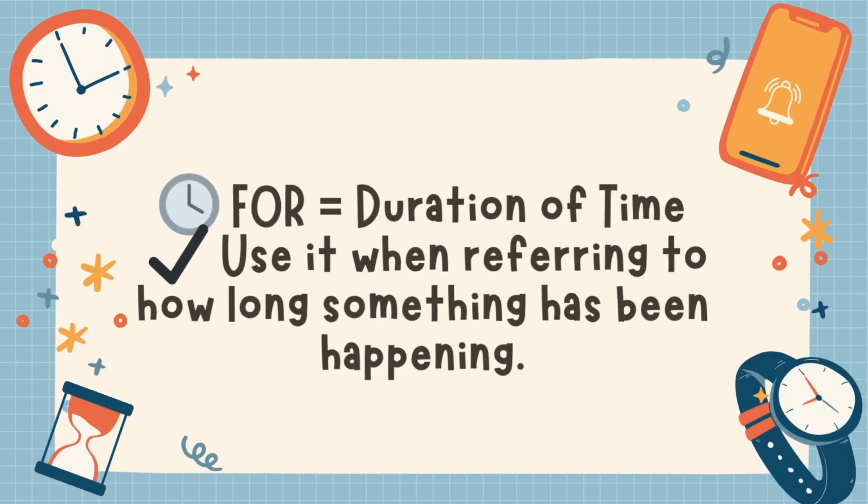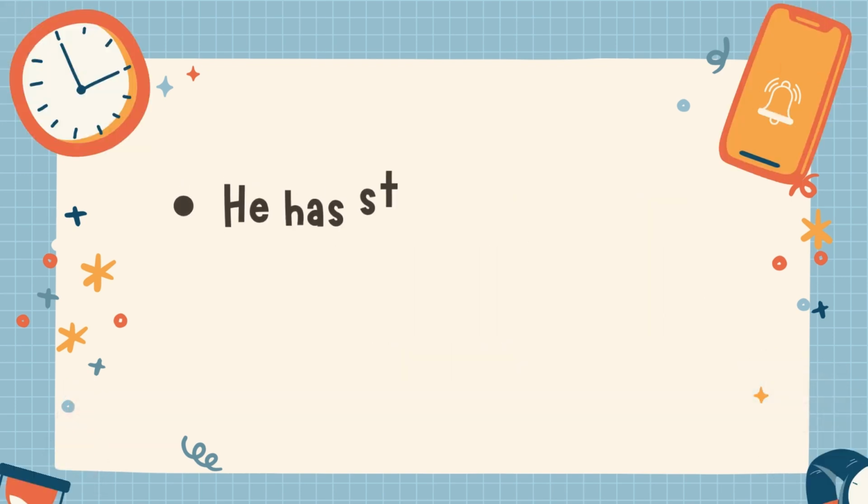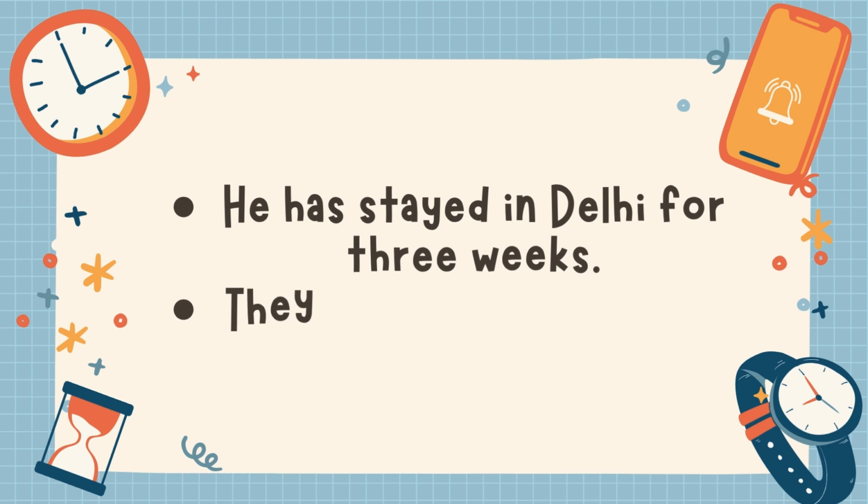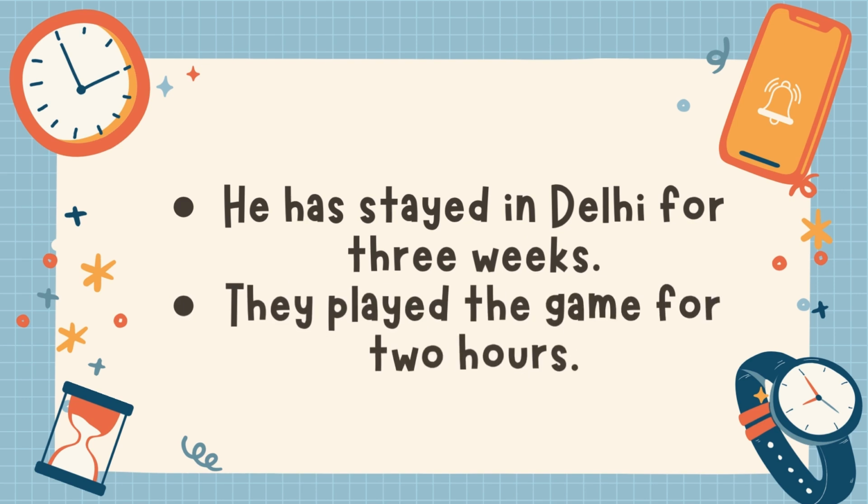Let's begin with for. Use for to talk about duration, how long something lasted. For example, he has stayed in Delhi for 3 weeks. They played the game for 2 hours. In each case, we are referring to the length of time, that is, the duration of time, how long it lasted.